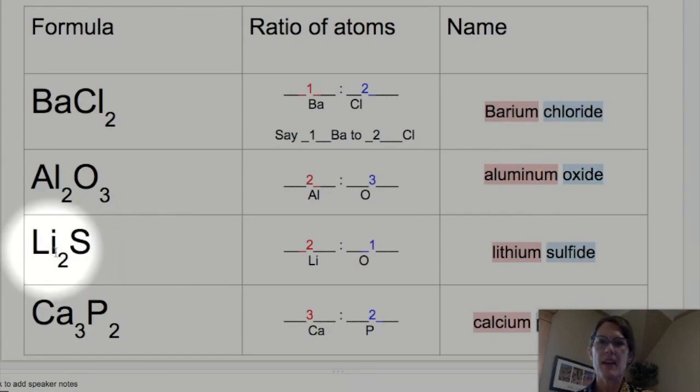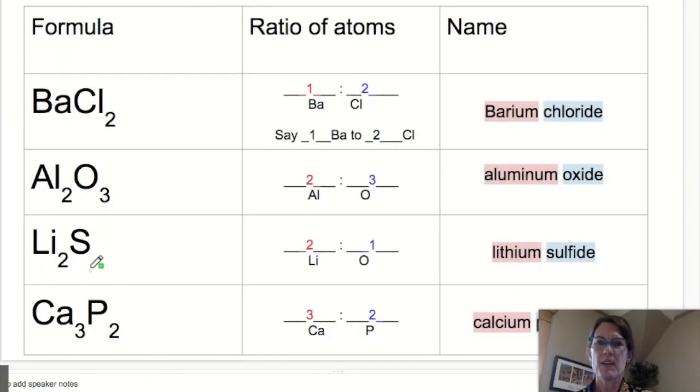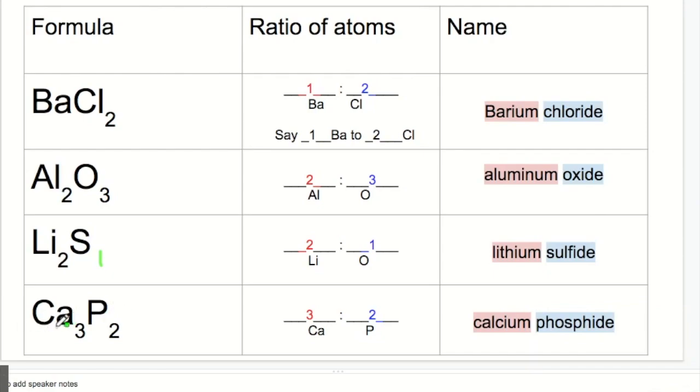Next one, Li2S. Remember, when there's no subscript, that's the same as a 1. So that means 2 to 1. And that's called lithium sulfide. Sulfur becomes sulfide. So lithium sulfide. And then the last one, I'll get rid of my face, Ca3P2. Means 3 Ca and 2 P, and that's called calcium phosphide.